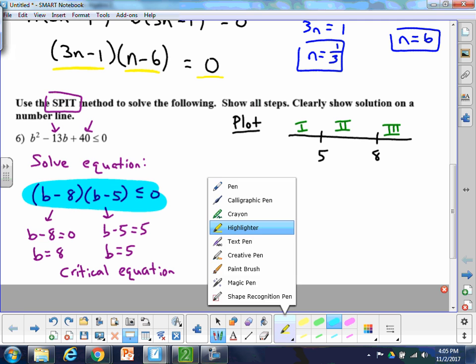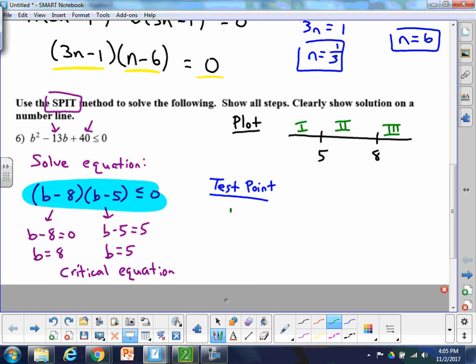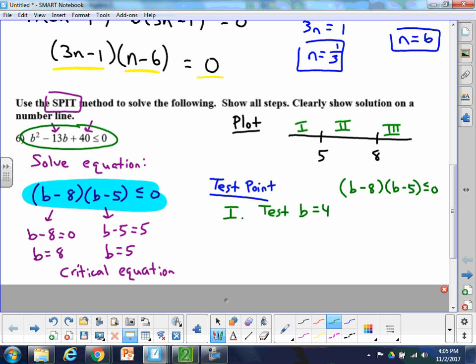Okay, so let's take a look. Let's do something from interval 1. I need to test a number less than 5. Let's test 4. What if b equals 4? You have options here. You can plug it into the original if you want to and see if the answer is less than or equal to 0. I tend to like going into the factored form, the highlighted blue there, and just worry about things being negative or positive. So again, the thing we're testing is b minus 8 times b minus 5 being less than or equal to 0, and we're going to check.